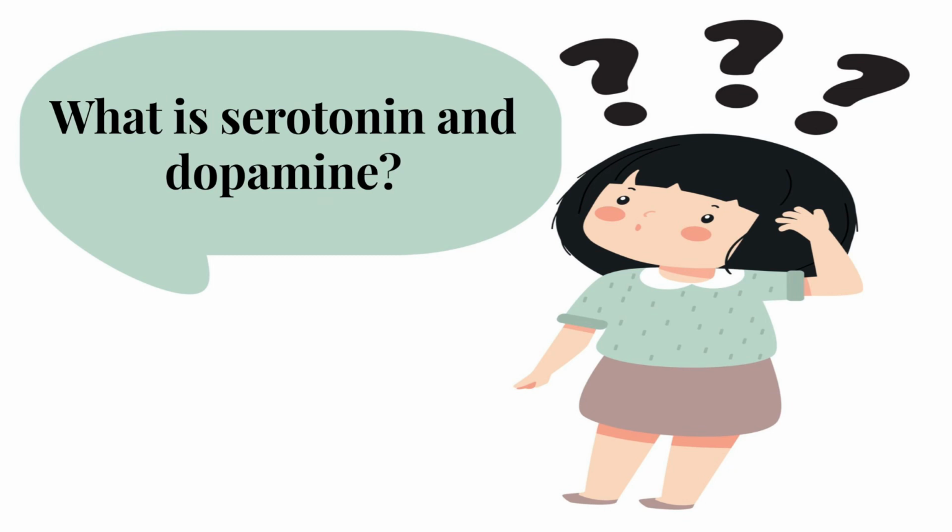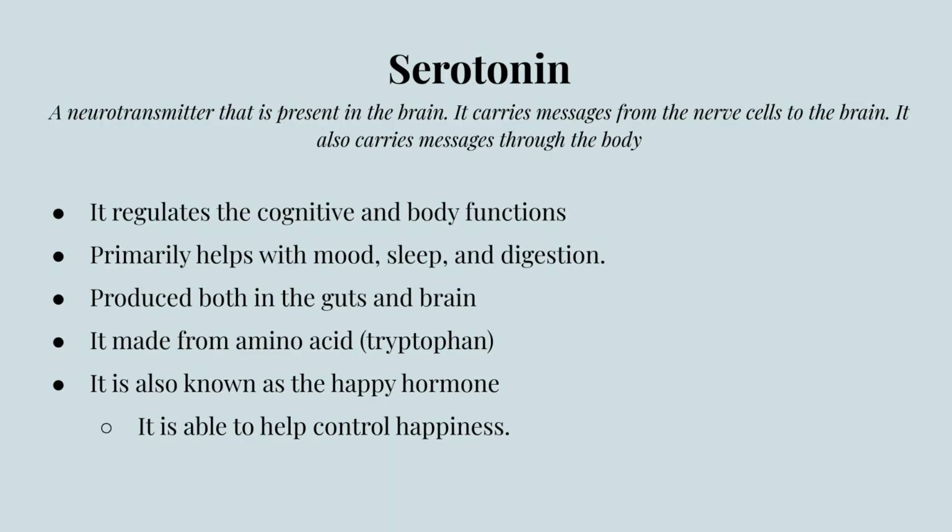So the first question is, what exactly is serotonin and dopamine? Let me break down serotonin first. Serotonin is a neurotransmitter that is present in the brain. It carries messages from the nerve cells to the brain, and it also carries messages through the body. It regulates the cognitive and body function, primarily helps with mood, sleep, and digestion. It's produced both in the brain and guts. It's made from tryptophan, and it's also known as the happy hormone because it is able to control our happiness.